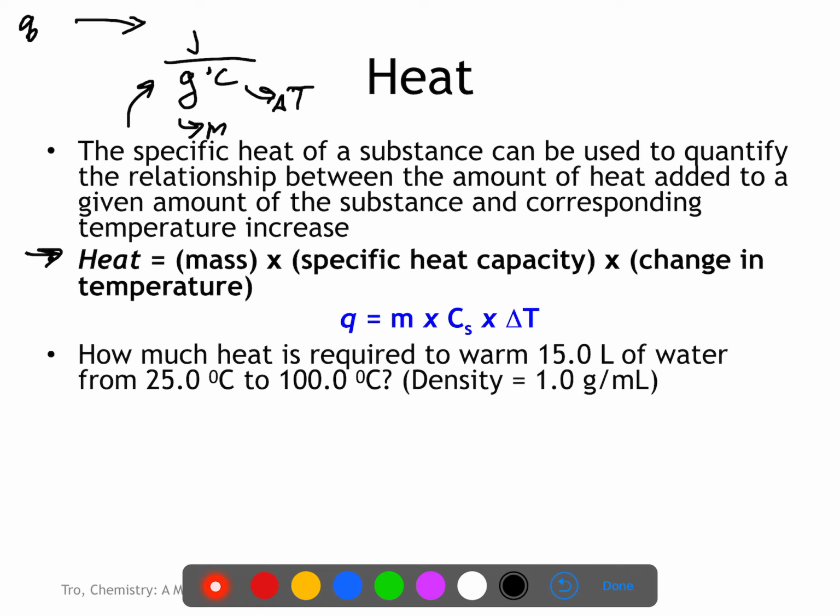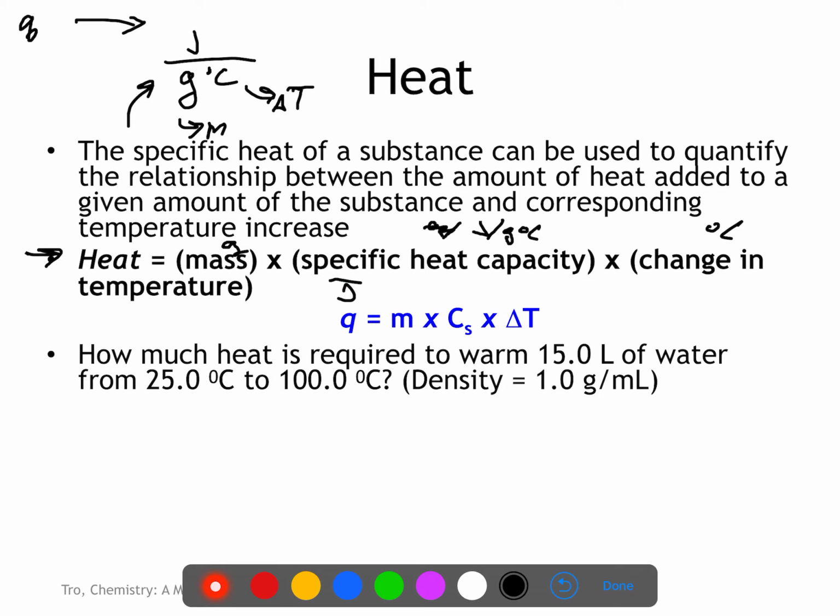Now this brings us to the heat equation you're looking at here, where heat equals mass, which is in grams, times specific heat capacity, which is joules over gram degrees Celsius, times change in temperature, which is degrees Celsius, and that gives you the unit for Q in joules, which we already know. And you can use this to find anything.